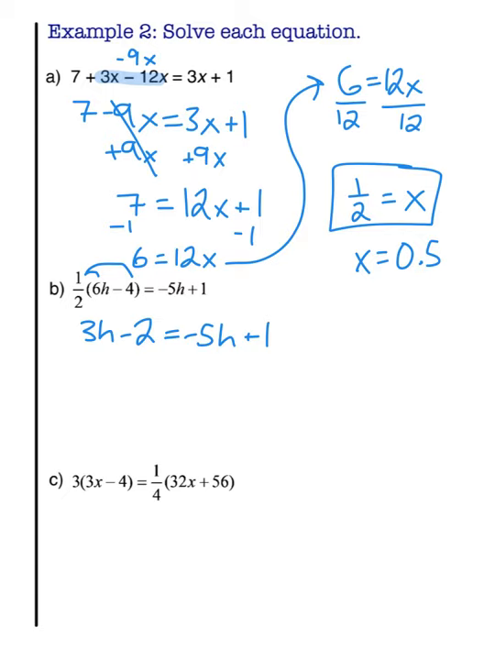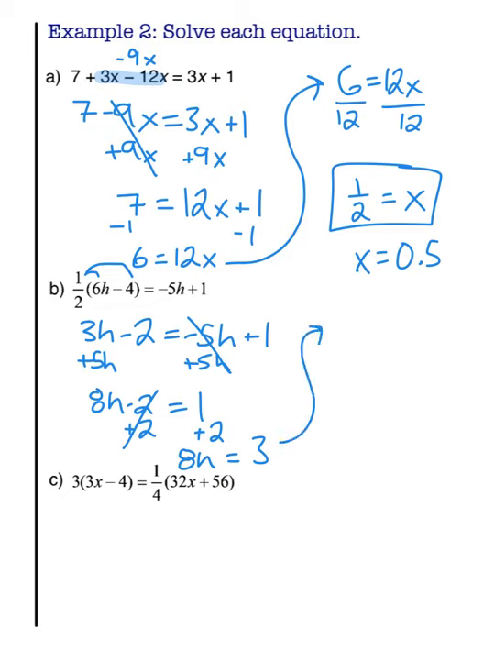All right, now I'm going to get all the h's to one side. Because I have a negative on the right and negatives aren't as fun to play with, I'm going to add 5h to both sides. So now I have 8h on the left minus 2 equals, 5h's cancel out, so equals 1. Now I want to get h by itself, so I'm going to add 2 to both sides. And I have 8h equals 3.